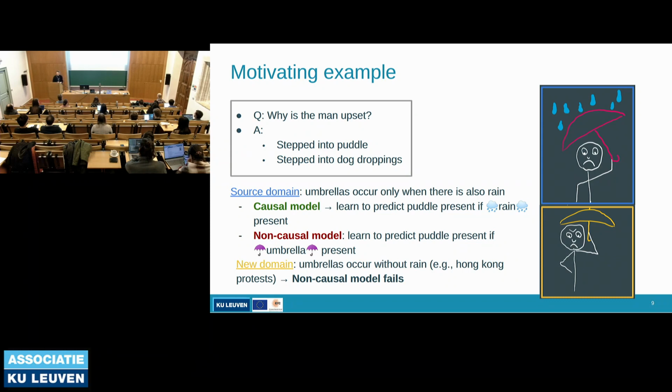In the target domain, however, maybe umbrellas occur without rain, and the mechanism for umbrellas changes for some reason. For example, I have here the Hong Kong protest. In that case, the non-causal model will look at the umbrella and say there is a puddle on the ground, so the man must be upset because he stepped into a puddle, but it's not true.